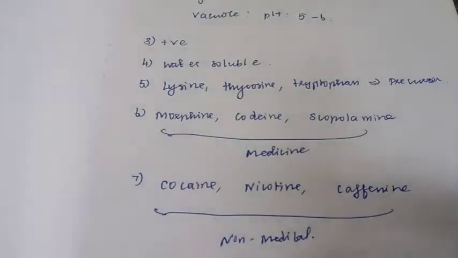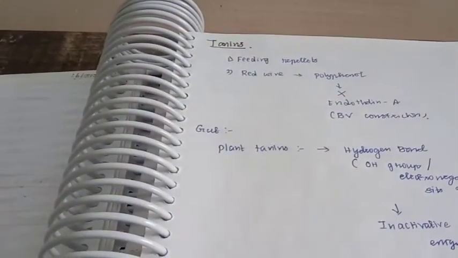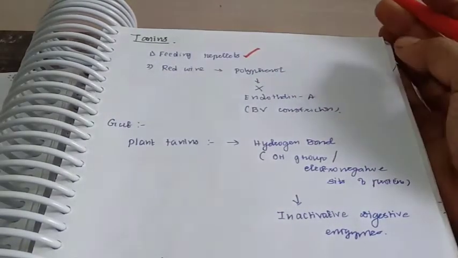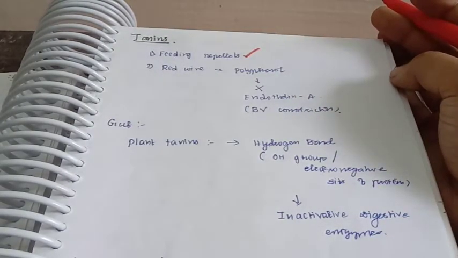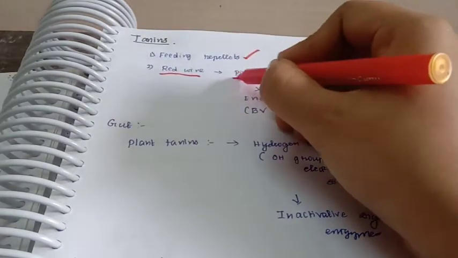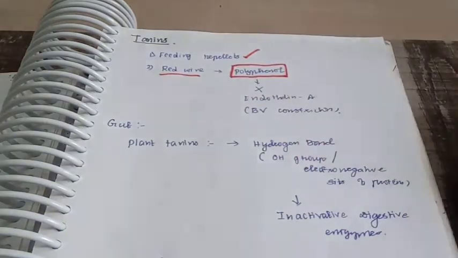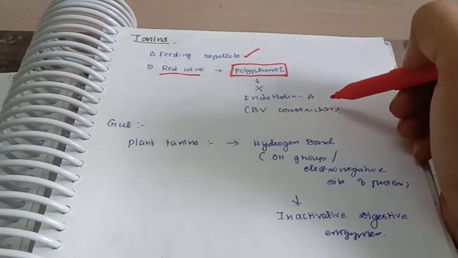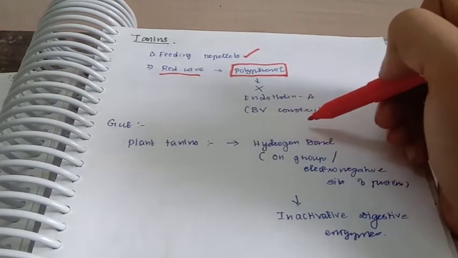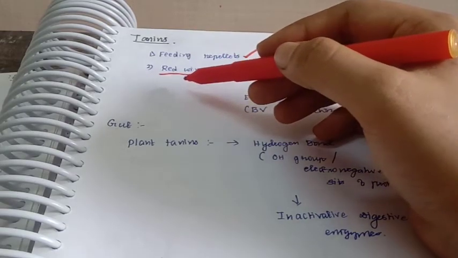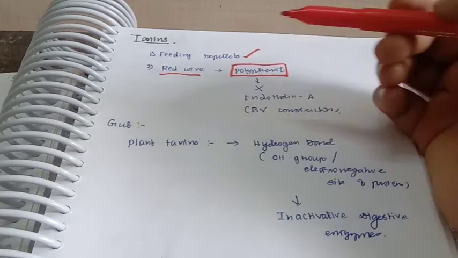Okay, so the next thing is tannins. Tannin is also a phenolic, and these tannins are feeding repellents. So they generally repel the animals so that they can't feed on the particular plant. And red wine has a polyphenol, which is a tannin-containing compound, and this polyphenol will block the production of the endothelin A pathway. As a result, blood vessel constriction is reduced. So this red wine is the reason why many people say take red wine, it is good for the heart, that kind of thing.